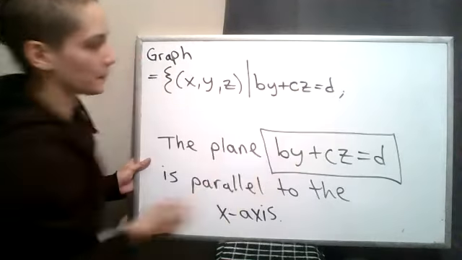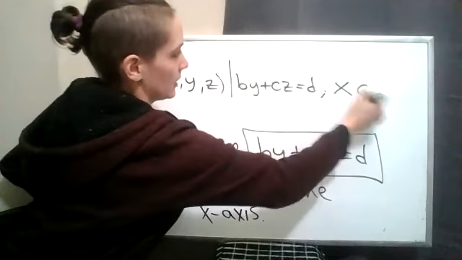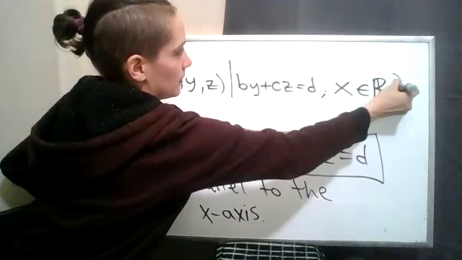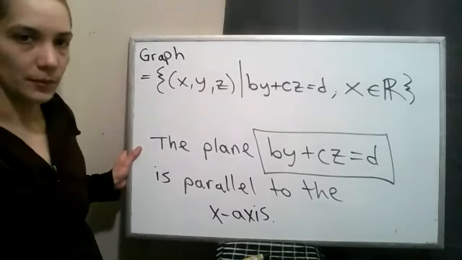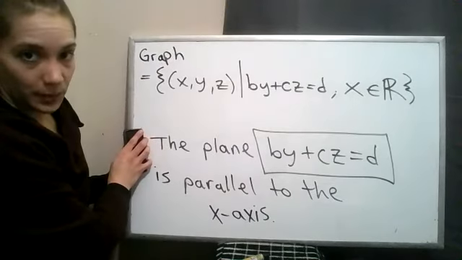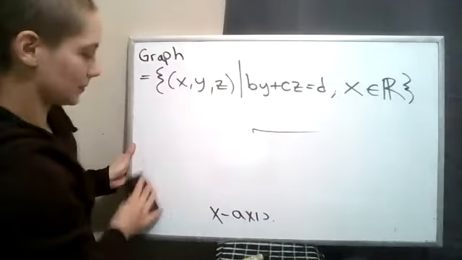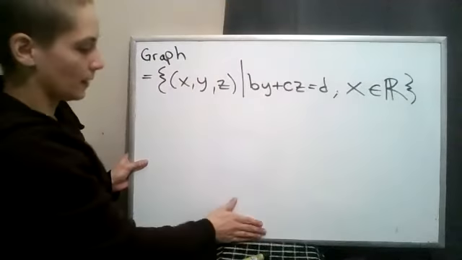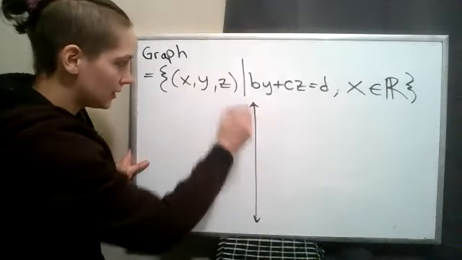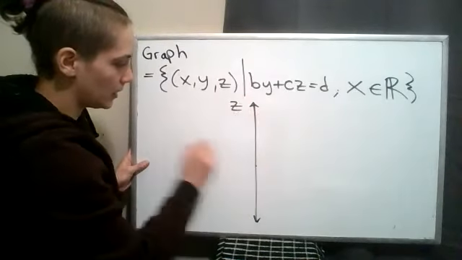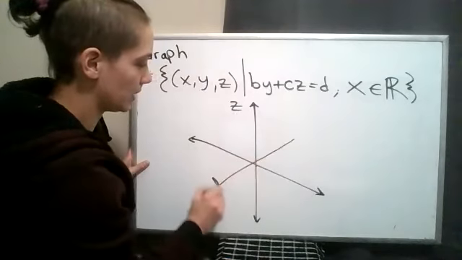And x is any real number. x exists in the reals. So we're going to graph this plane. Go in with this as z. Here's going to be y. This way is my x.